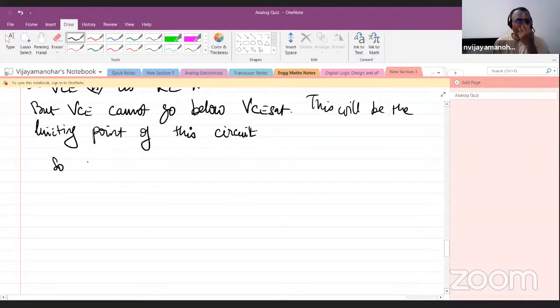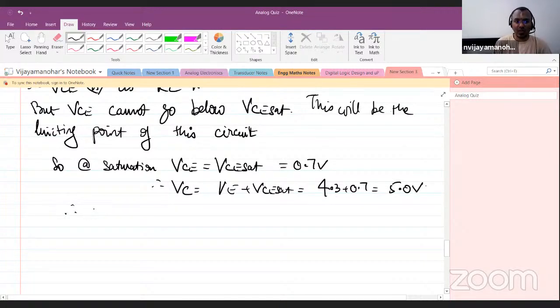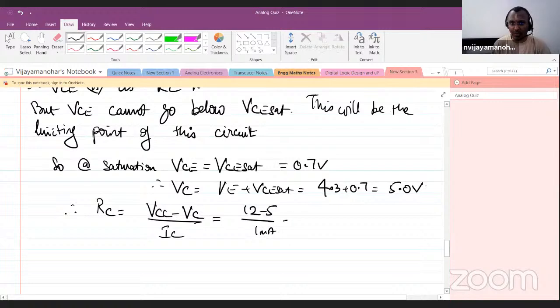So, what is the VC at saturation? VCE will be equal to VCE sat equal to 0.7 volt. Therefore, VC will be VE plus VCE sat, which is 4.3 plus 0.7, which is 5 volt. Therefore, RC will be VCC minus VC divided by IC, which is 12 minus 5, and we are fixing IC at 1 milliampere. So 7 divided by 1 milliampere, which is 7 kilo ohm. This is the max value of RC.